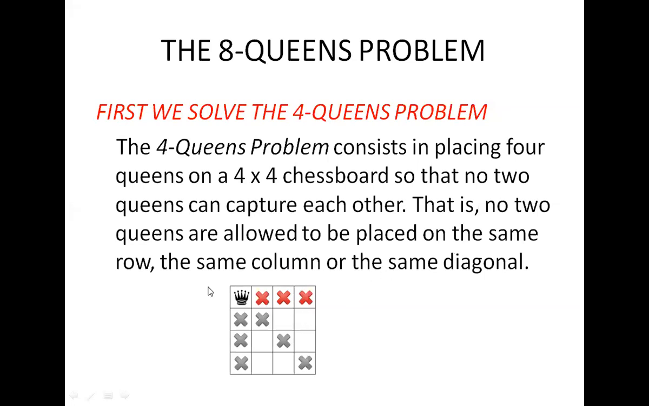So far clear, students? Okay. In this way, no queens are placed on the same row or the same column, and diagonally. You cannot place a queen on the same diagonal. So this is our problem. How do we solve this problem? By using backtracking.